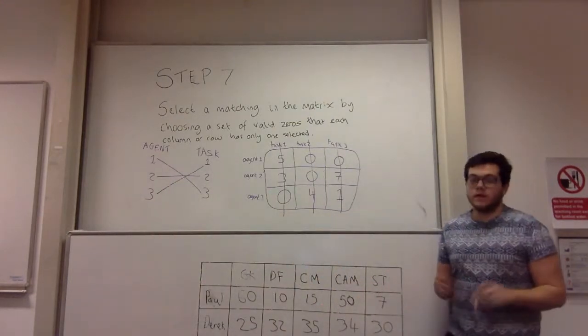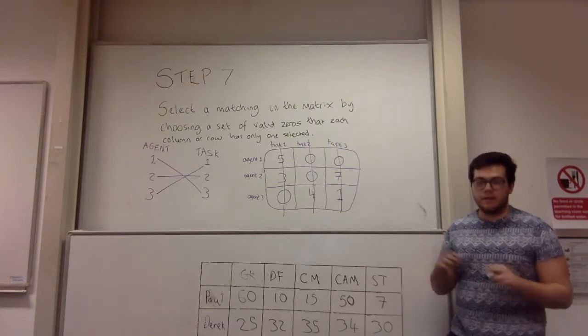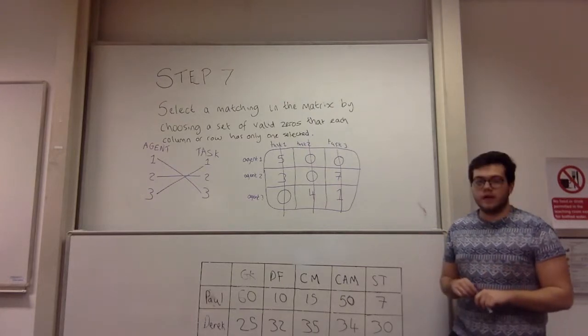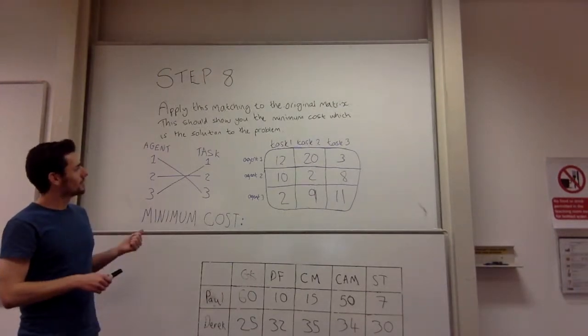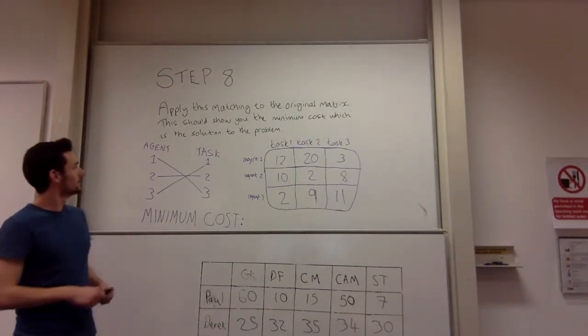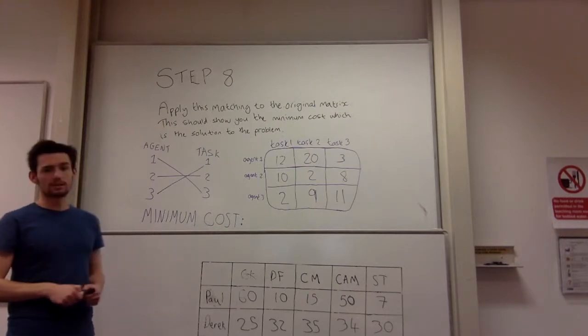As in our previous example, it is possible to have different variations that will lead to the same minimum cost, but we'll show you that in the example later. In step 8, our final step, we'll apply the matching that we've just come up with to our original matrix. This should show you the minimum cost, which is the solution to the assignment problem.